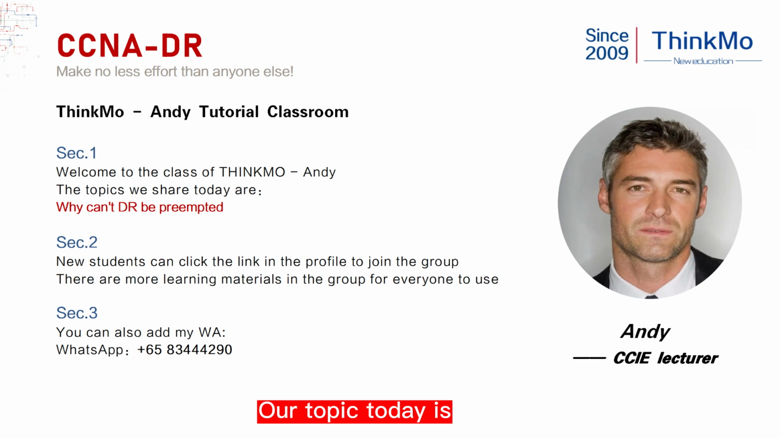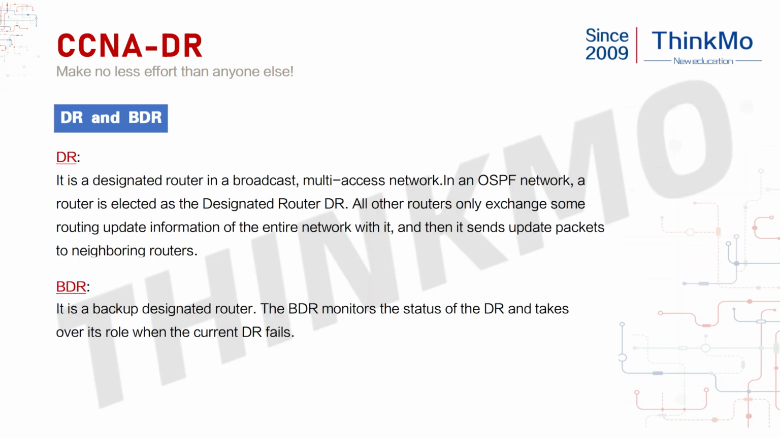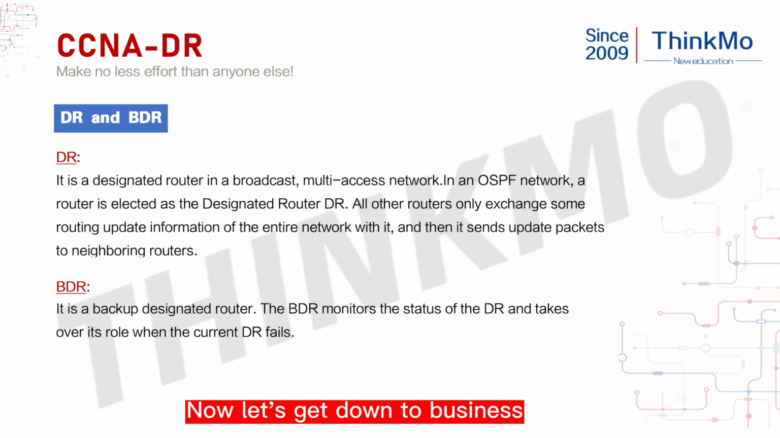Our topic today is in OSPF network. Why can't the DR be preempted? First, let's get to know what is DR. It's called the designated router. Now let's get down to business.